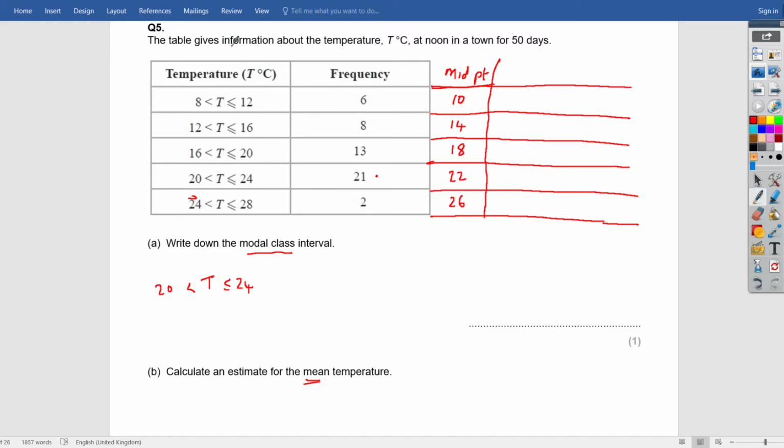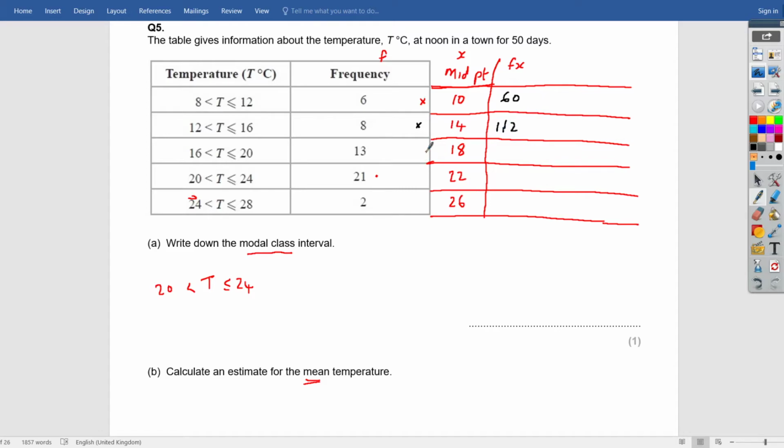So we know that the table gives information about temperatures in 50 days. 6 days had an average temperature of 10 degrees. So the total temperature, we call this frequency, I'm going to call that x, and this will be called f times x. Let's just do that in a different color so we don't get confused. So 6 times 10 is 60. We've got 8 days with an average temperature of 14, so 8 multiplied by 14 gives me 112.